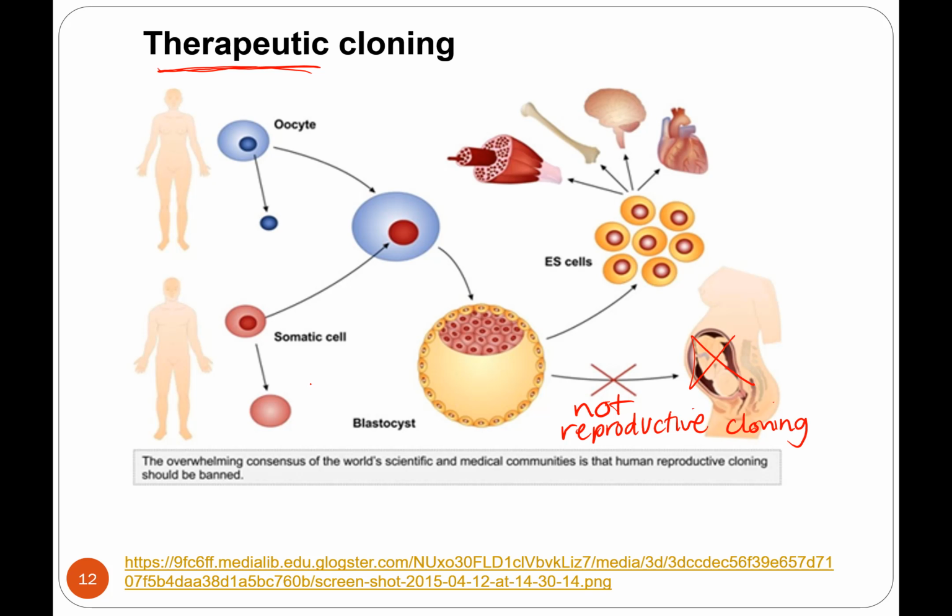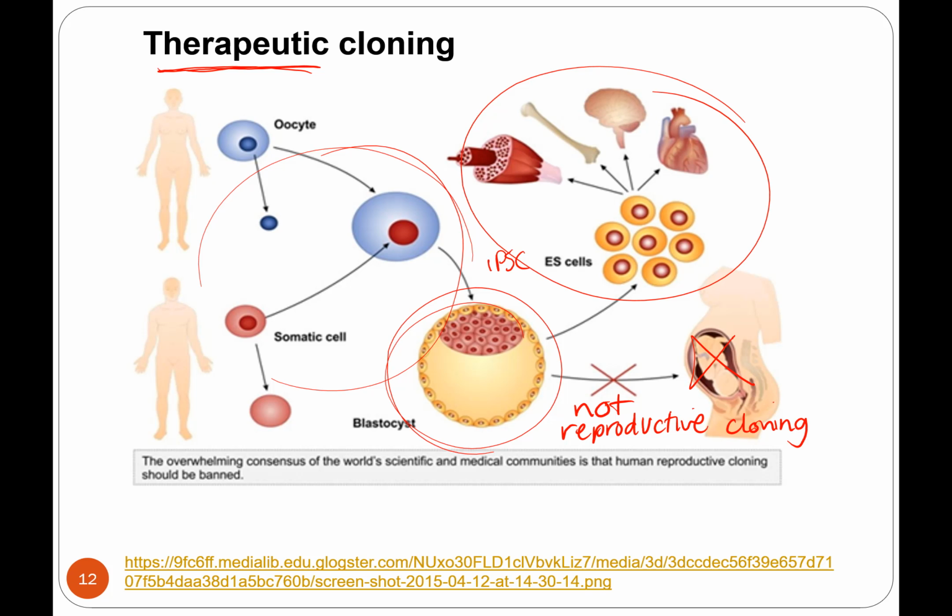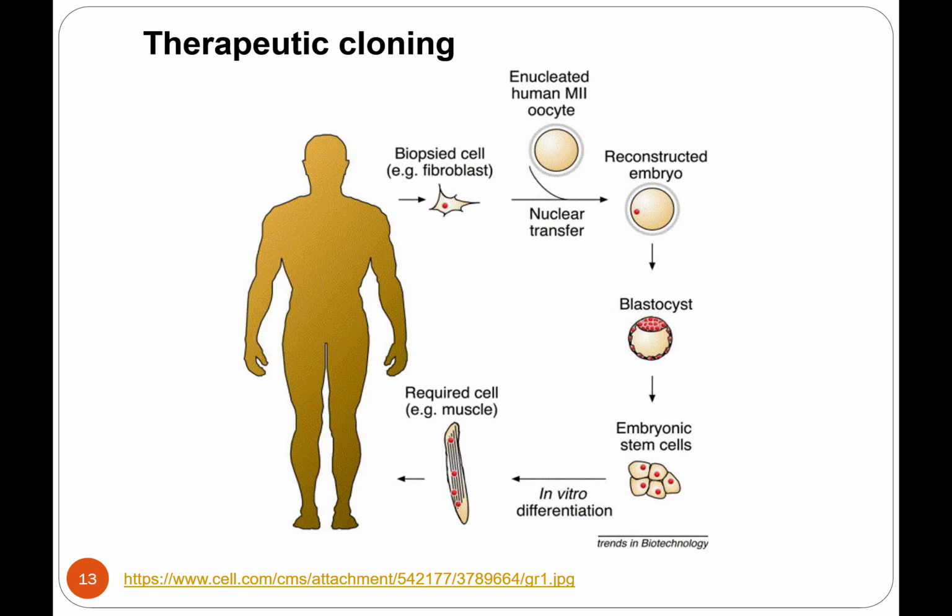But what we are doing, again, is somehow taking your adult cells, making them into embryonic stem cells, whether it's through SCNT or iPSC, so that we can regenerate tissue for you. And that's what therapeutic cloning is. So maybe you need some new muscle cells or some heart cells.